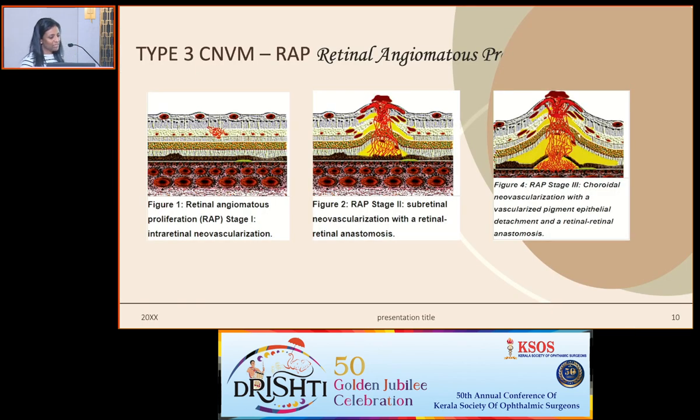And this is the type 3 CNVM, the retinal angiomatous proliferation. This is a distinct form of focal CNVM associated with proliferation of intraretinal capillaries, and this goes through a 3-stage vasogenic sequence.